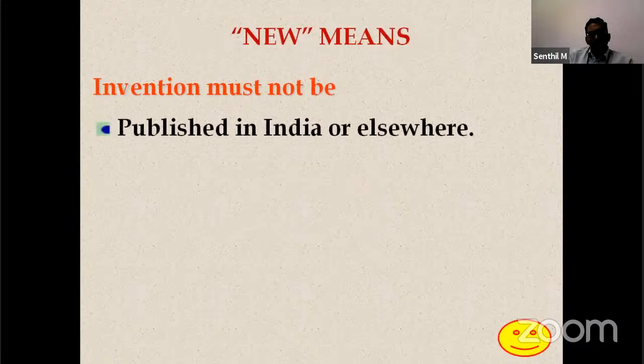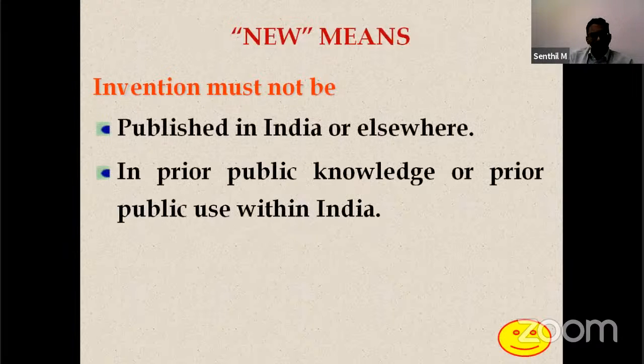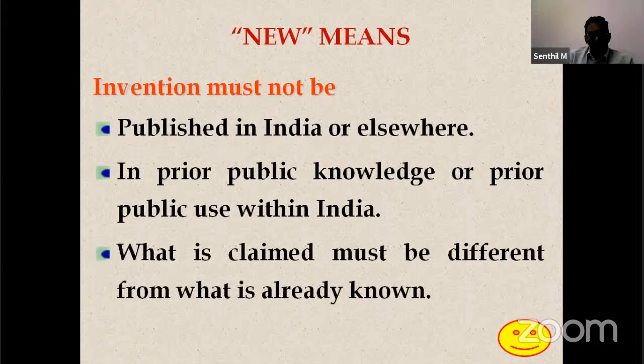Invention must not be published in India or elsewhere. That is, the invention should not be in prior publication knowledge or prior public use within India. So nobody in the world or nobody in India should know about that. That is called new. That is the novelty. What is claimed must be different from what is already known. So whatever we say, it should be new and no one should have already told it.